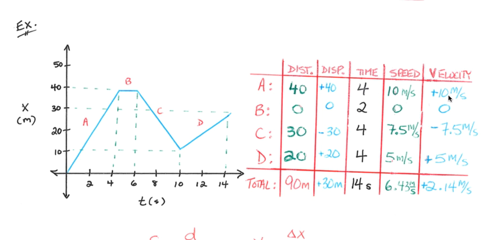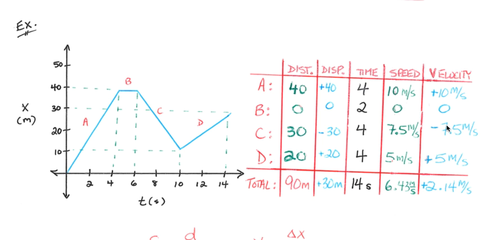Finally, to find the velocity, same thing. If you understand how we found distance and displacement from this graph, it's just a matter of taking my displacement and dividing it by my time. So in this case, positive 40 divided by 4, which is the time, gives me positive 10 meters per second. 10 meters per second away from where I started. For part B, 0 divided by 2 is 0. For part C, negative 30 divided by 4 is negative 7.5 meters per second.